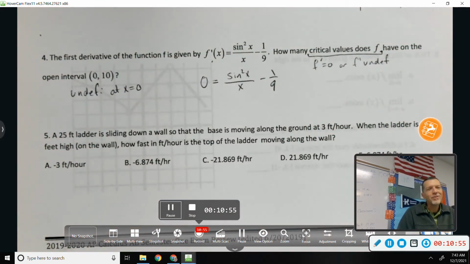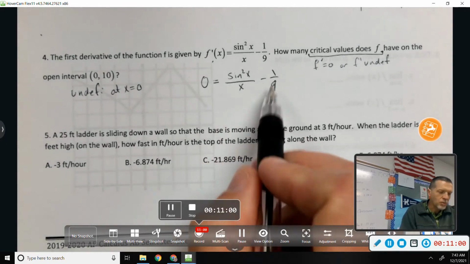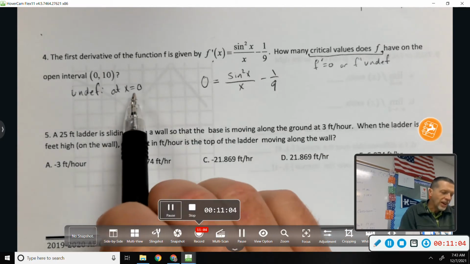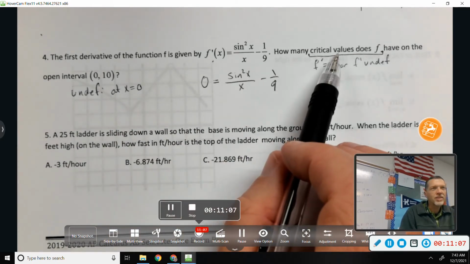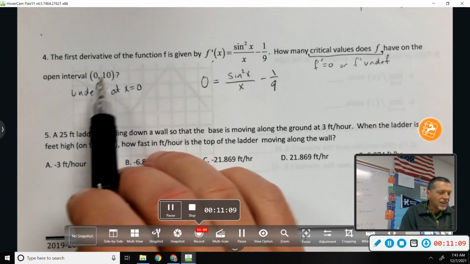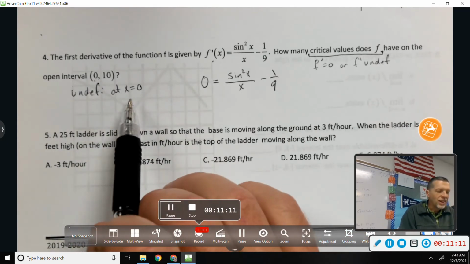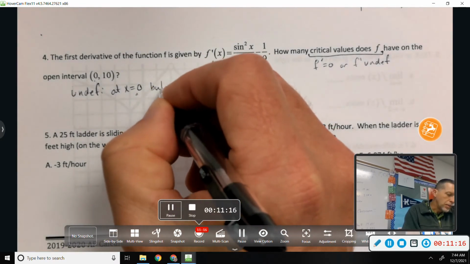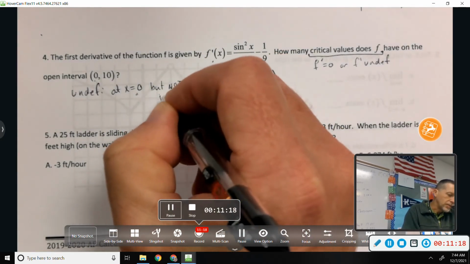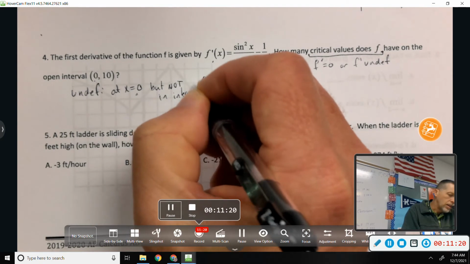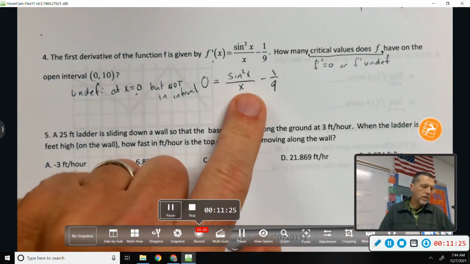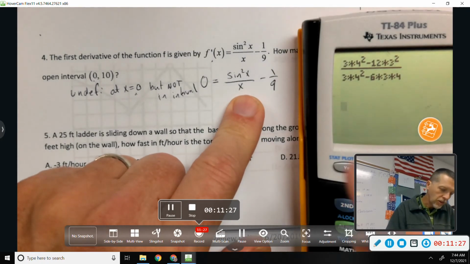Okay, now let's be super careful. That's true. 0 would make this expression undefined. Are we going to count x equals 0 as one of our critical points? Why not? Because it's not in the interval. So yes, but no, right? But not in the interval. So I'm not worried about x equals 0. I'm worried about the places this function's equal to 0.